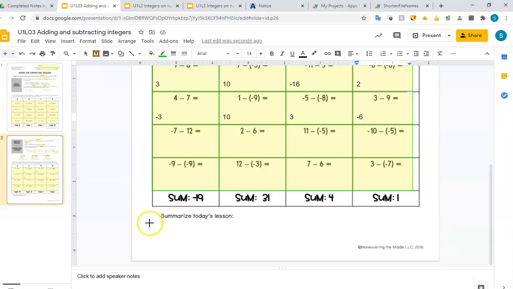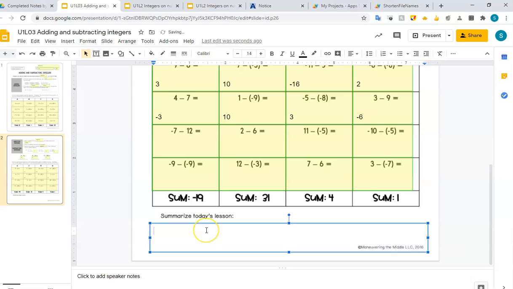So, last thing I do need you to do is summarize what you learned today. So I know what I learned, and I know what I'm going to write here, and I'd like you to do the same. All right?